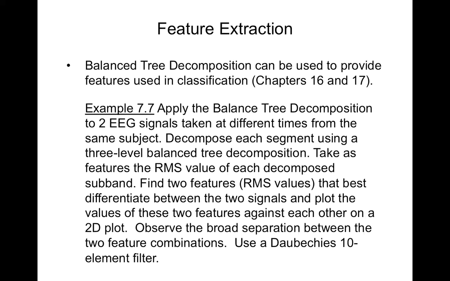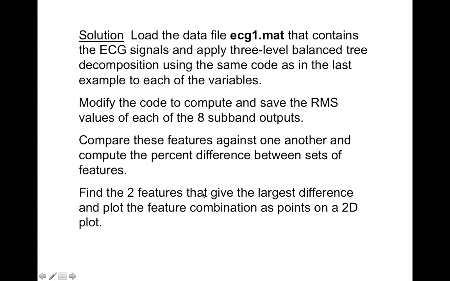Here's an example of applying this to an EEG signal. We basically are looking to find 2 features that best differentiate between the 2 signals and plot the values of these 2 features against each other on a 2D plot. So a DB10 wavelet filter was used. These are two EEG signals taken at different times from the same subject, or sorry, ECG.